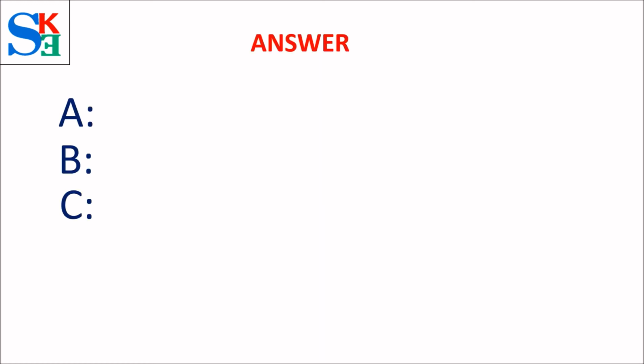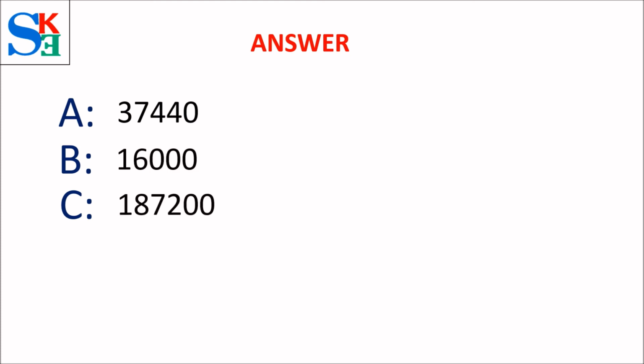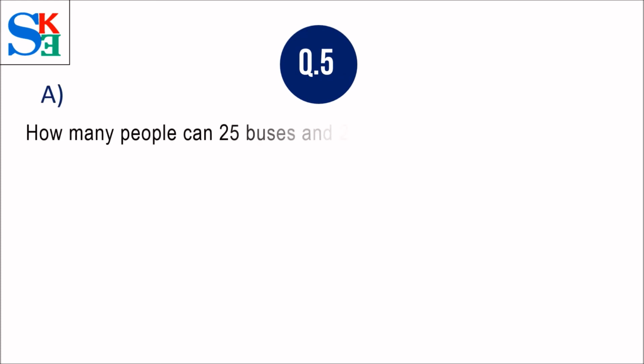So here are the answers of A, B, and C. A was 37440, B was 16000, and C was 187,200. So I hope you understood everything. Now let's move on to the last question.